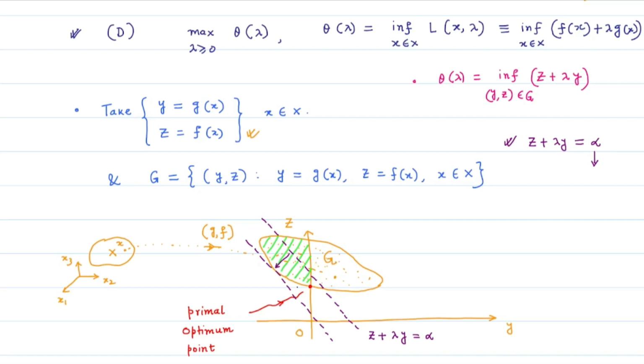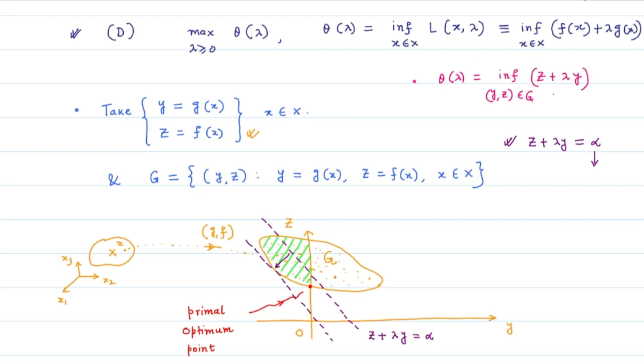Such a line which touches the set, and in one half space of that line the entire set is lying, is called a supporting hyperplane or a supporting line. As if this entire set G is supported below by this line. Once a line parallel to this line is going to support the set capital G, that line, the supporting line, is going to give us the infimum most value of the expression z plus lambda y.